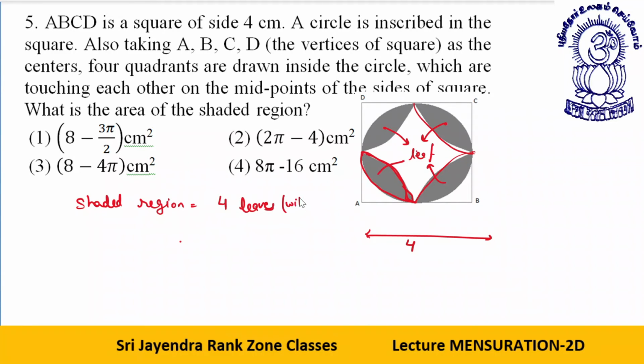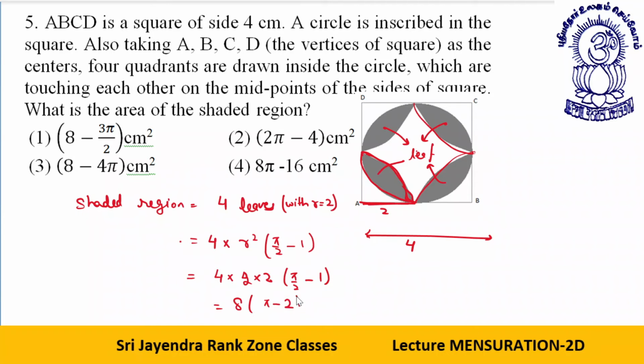4 leaves with r equal to 2. How come r is equal to 2? This full side is 4, so this portion is 2. So this is equal to 4 into, now this is a leaf. Area of a leaf is r square into pi by 2 minus 1. This gives me 4 into r square, r is 2 into 2, r into r, pi by 2 minus 1. I get 8 into pi minus 2.